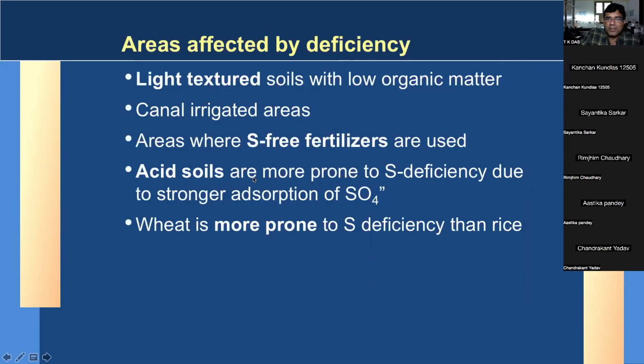So what are the areas affected by sulfur deficiency? Light texture soils with low organic matter. Definitely light texture or sandy soils are in general deficient in many nutrients because leaching is quite easy and fast in those soils. Canal irrigated areas where sulfur-free fertilizers are used. Acid soils are more prone to sulfur deficiency due to stronger absorption of sulfate. What is more prone to sulfur deficiency? Wheat is more prone to sulfur deficiency than rice.